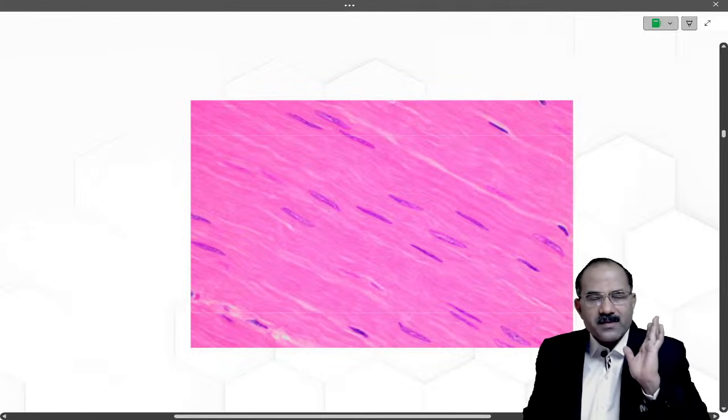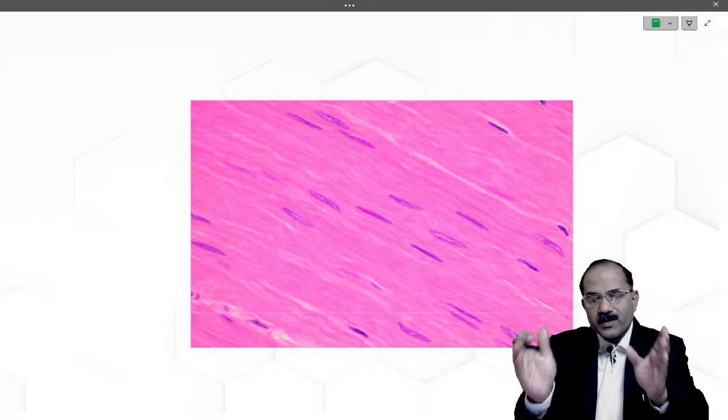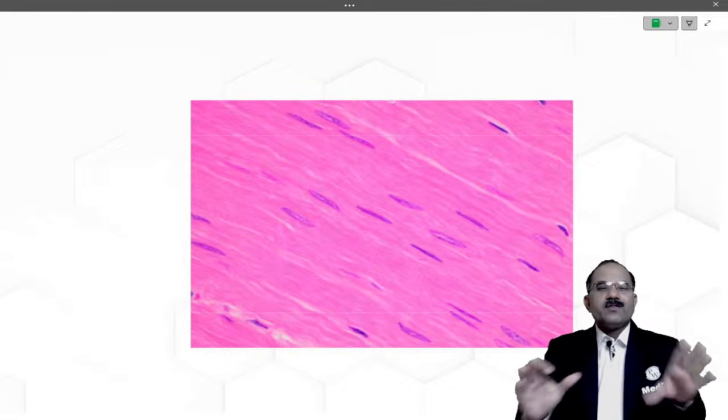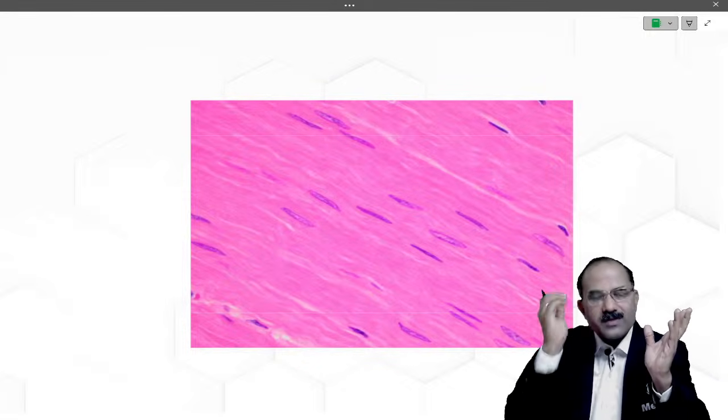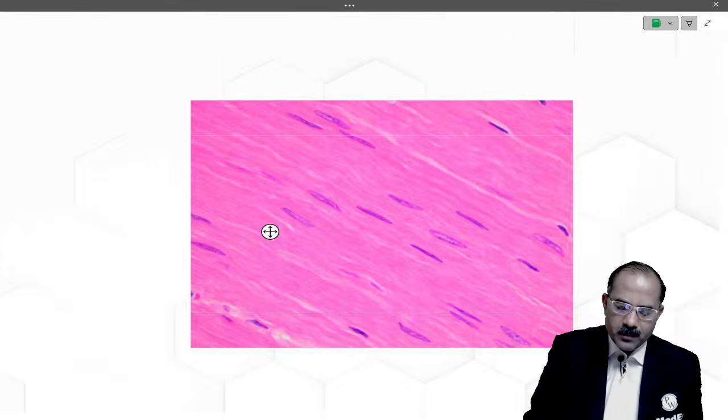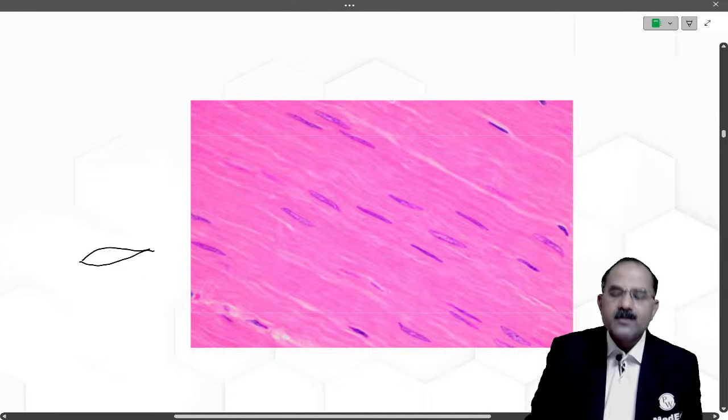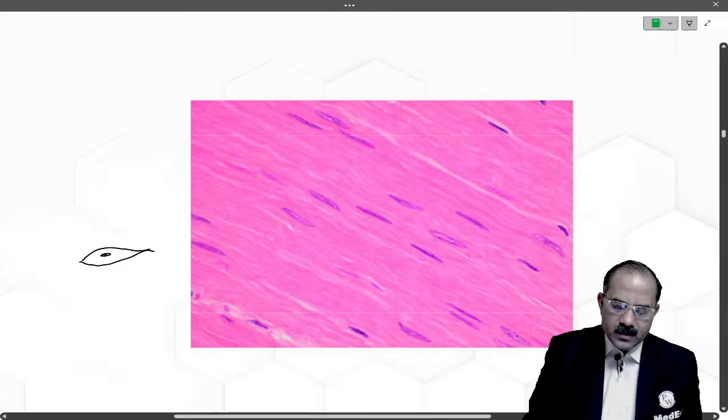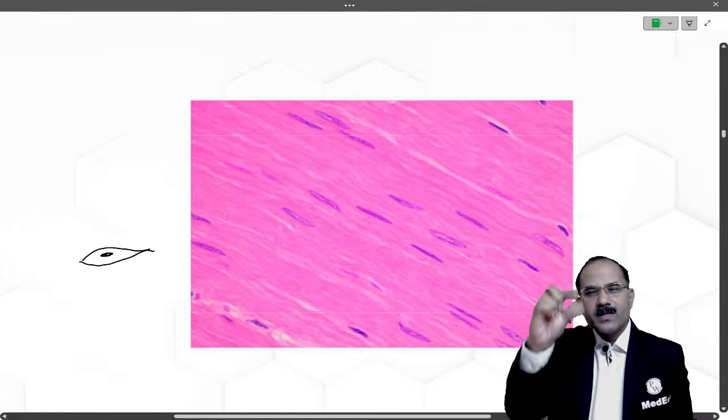Smooth muscle does not have a separate slide because smooth muscle always comes with the viscera. So whenever there's a viscera, a stomach, esophagus, anything, there's going to be smooth muscle. What is the shape of a smooth muscle? It is spindle shaped like this, and the nucleus is in the center.